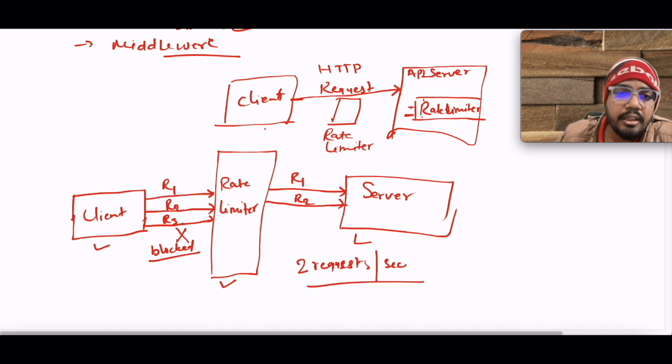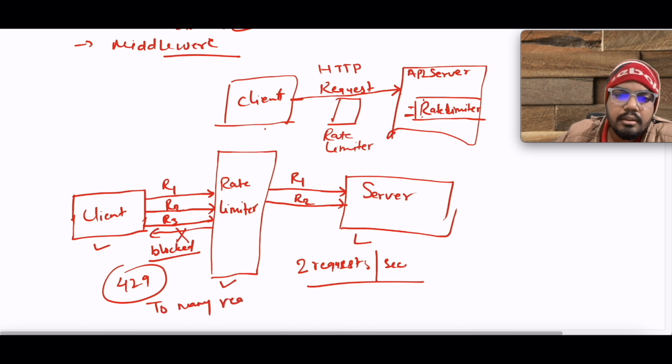Whenever the third request comes, it will be blocked at the rate limiter and returned to the client with the response code 429, which indicates too many requests. So I hope you understand where we should put the rate limiters.